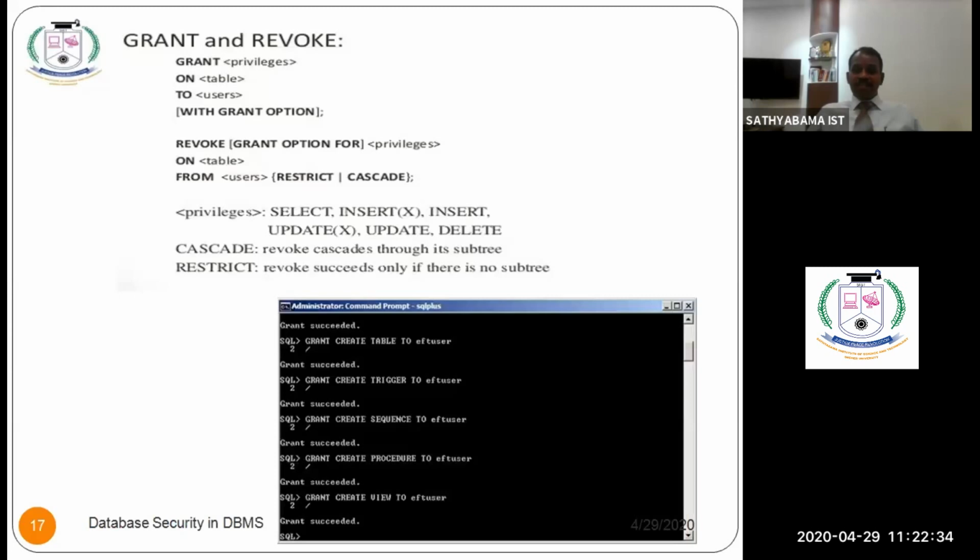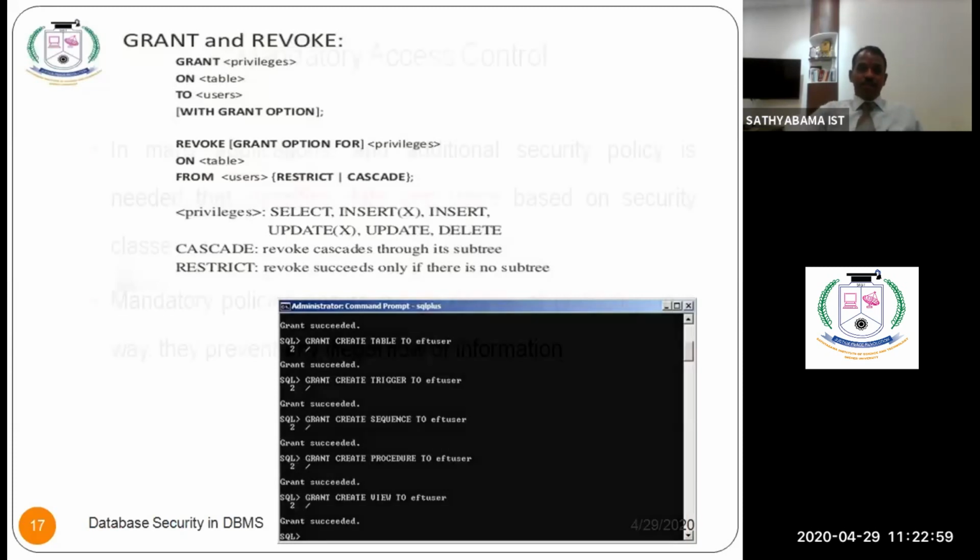So cascade we can use carefully. If the user does not have different levels of privileges, we can use restrict. If the user has multiple levels of privileges, then you can use cascade to revoke the permission, right? That is grant and revoke.